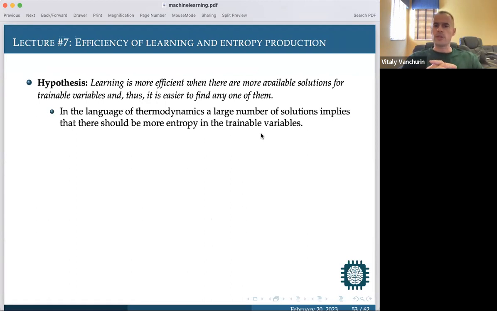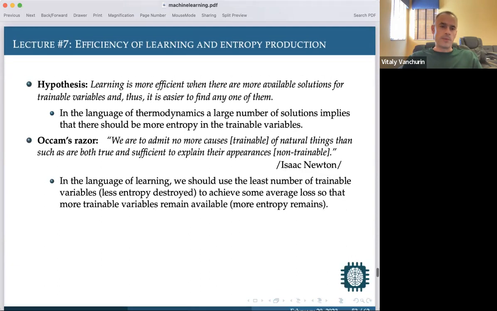Now, in the language of thermodynamics, it means that there is more entropy in the trainable variables. So the more, the better. Now, this isn't going to be the whole of the story, and there'll be another part of it, because having too much entropy may not be good in some situations. But nevertheless, this is a good starting point.